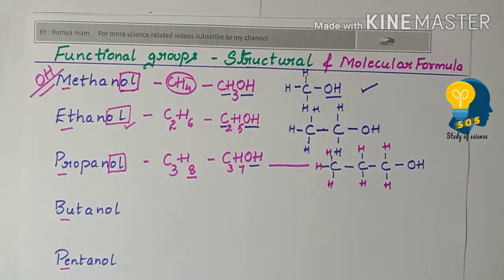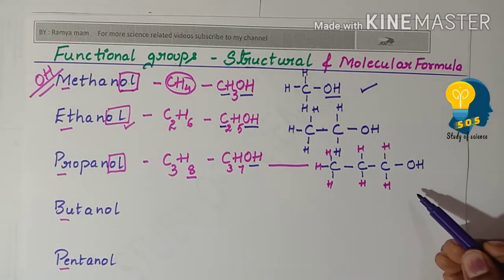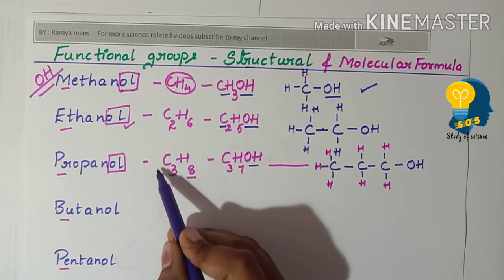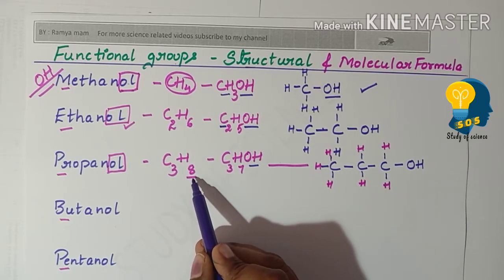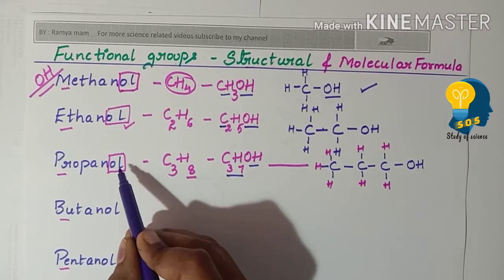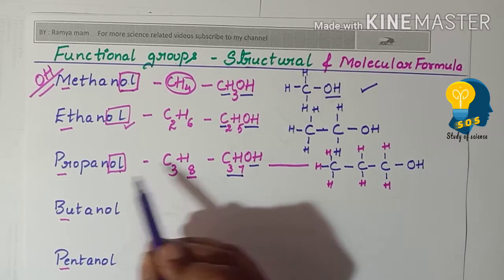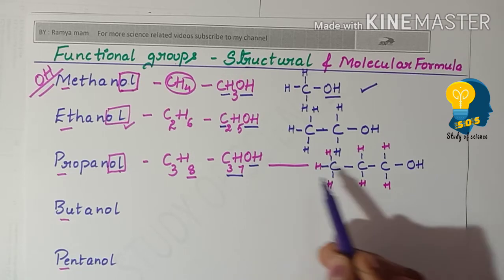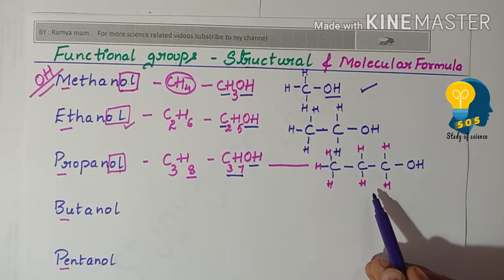Clear? Very simple, right? So this is how we write the structural formula for propanol. Propane means 3 carbon. The molecular formula for propane is C3H8. By removing one hydrogen, we get C3H7. For this, we are going to add the functional group, that is OH. OL means OH. By looking at the molecular formula, it is very easy to write the structural formula.